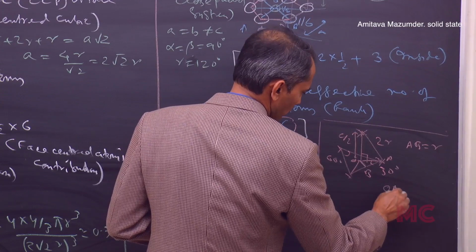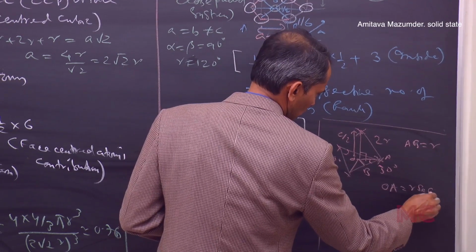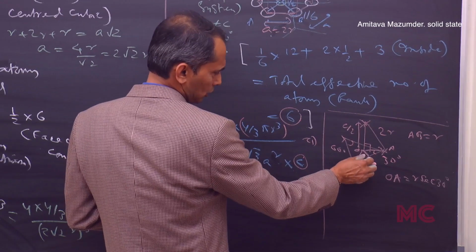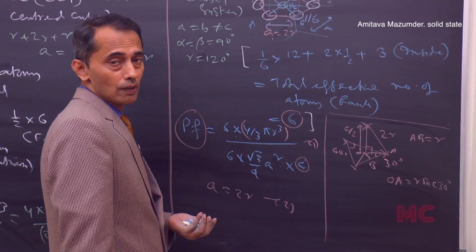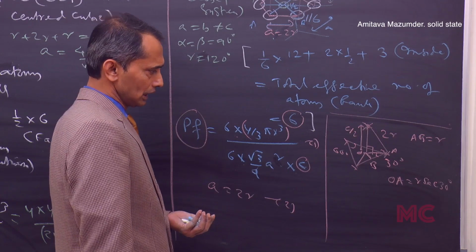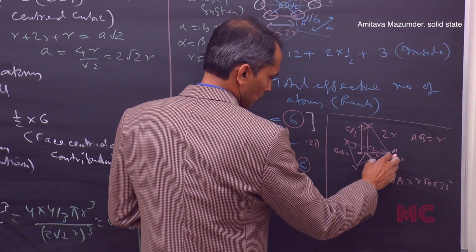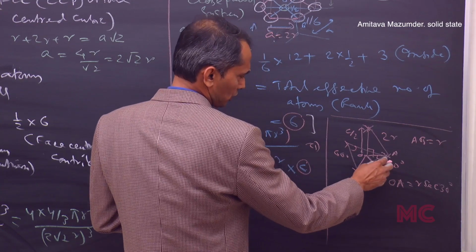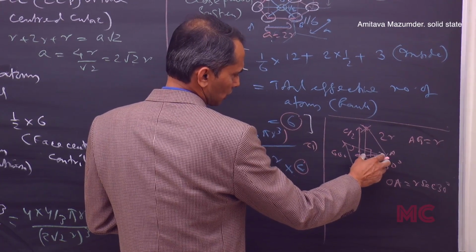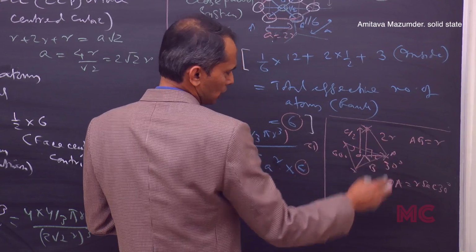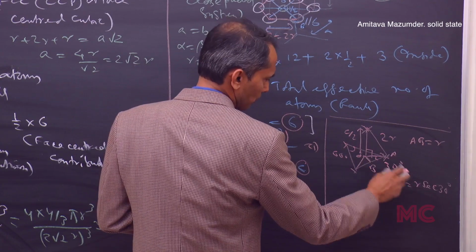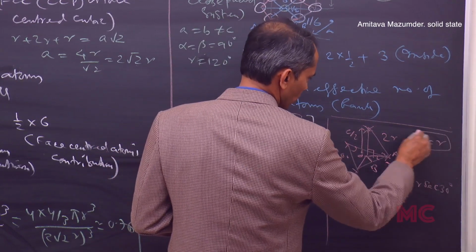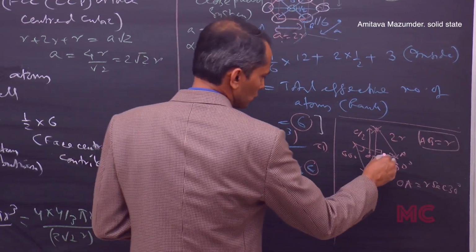So what is OA? OA equal to R sec 30, we can see from the trigonometry. Cos theta is equal to base by hypotenuse, so sec theta is equal to hypotenuse by base. So obviously we can say in terms of base, this hypotenuse OA equal to R sec 30 because we know AB equal to R, so therefore this is R sec 30.